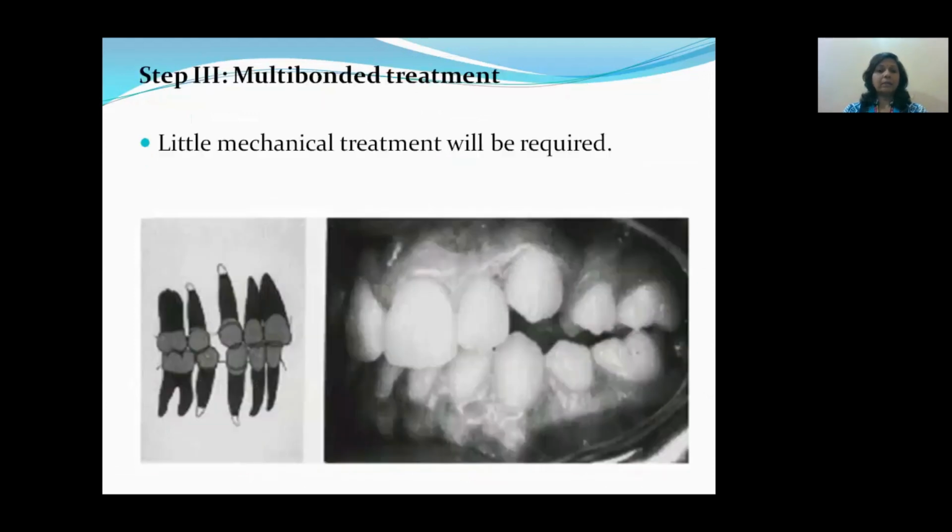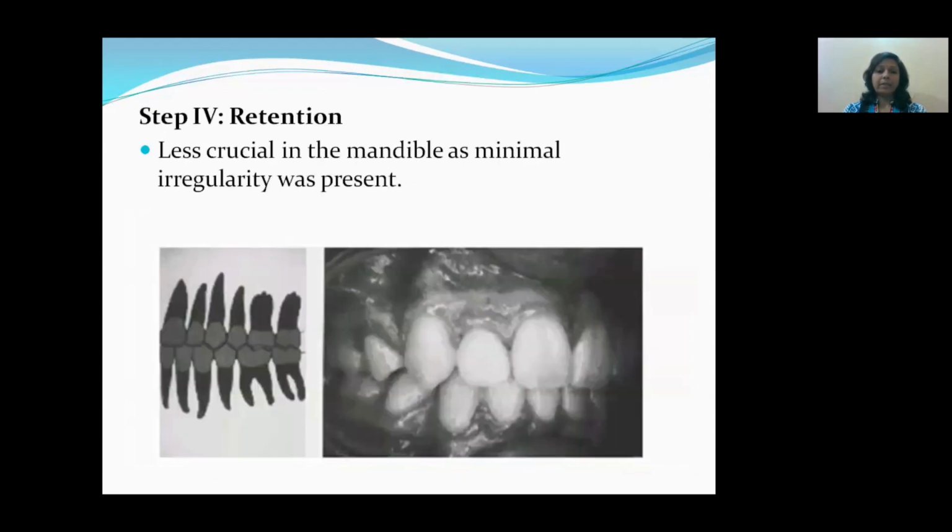So in the third stage, little mechanical treatment will be required, and retention will be less crucial in the mandible as minimal irregularities were initially present.